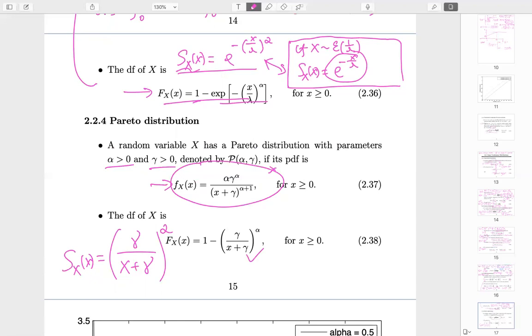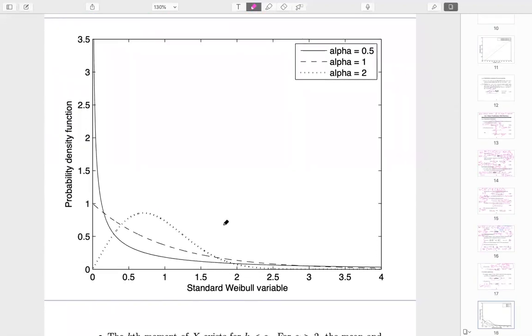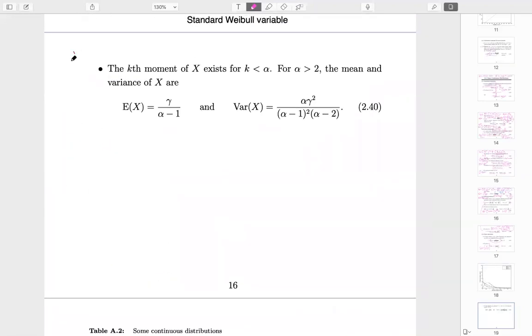Pareto is a special case. It's very heavy-tailed. Let's see whether we have some graph. We only have the graph for Weibull, so I give you another exercise to draw the graph for Pareto. Especially try plotting the PDF for different values of the parameters and see how the shape of the tail changes. So this is one of the cases we call the heavy tail. It has heavy tails.